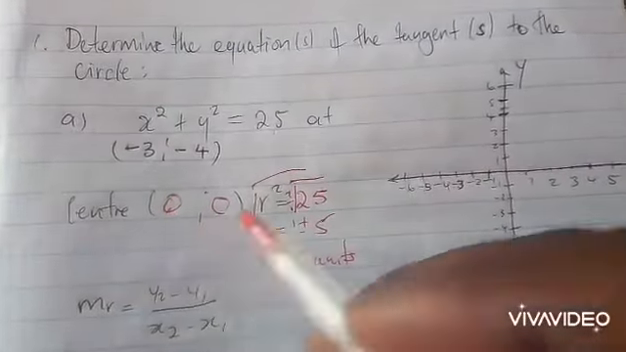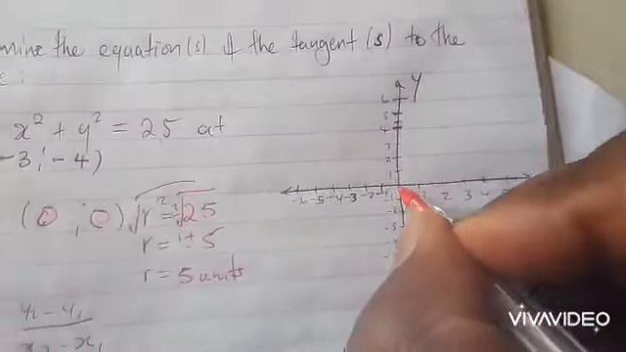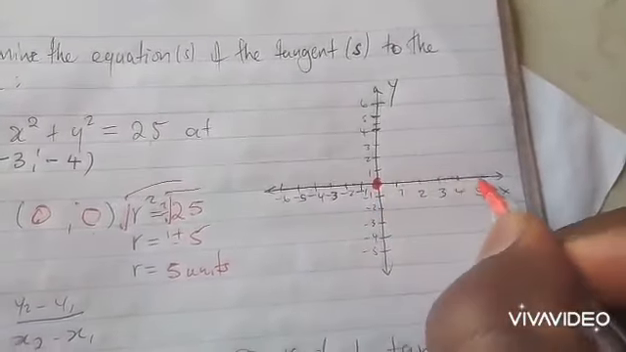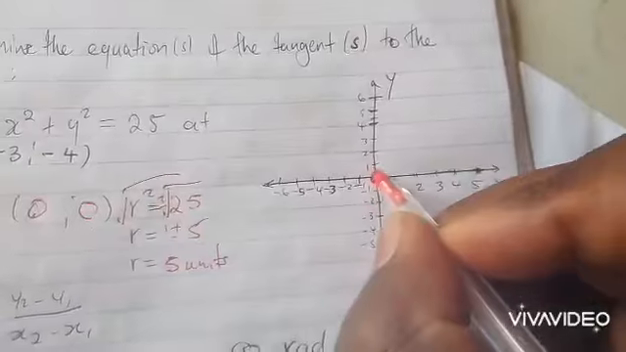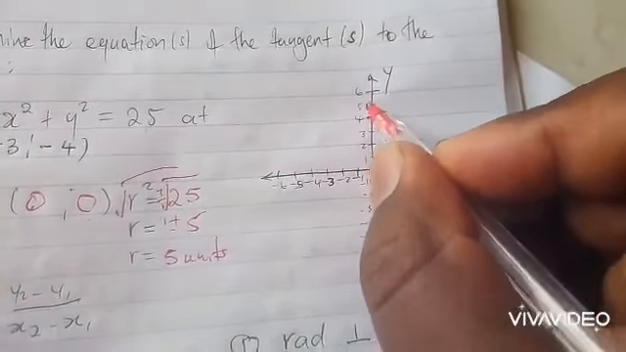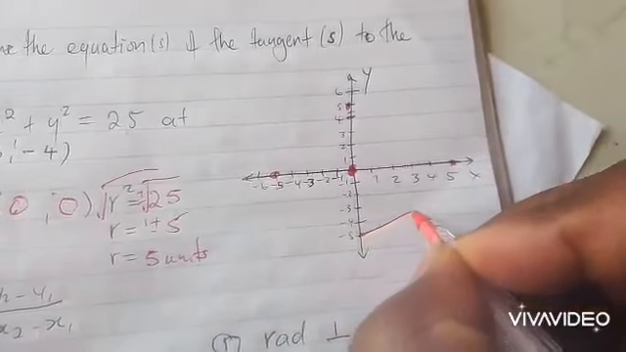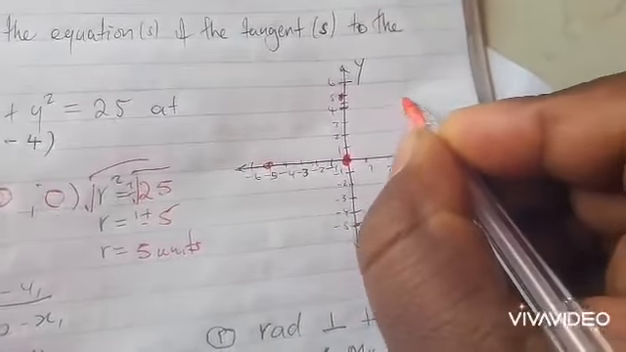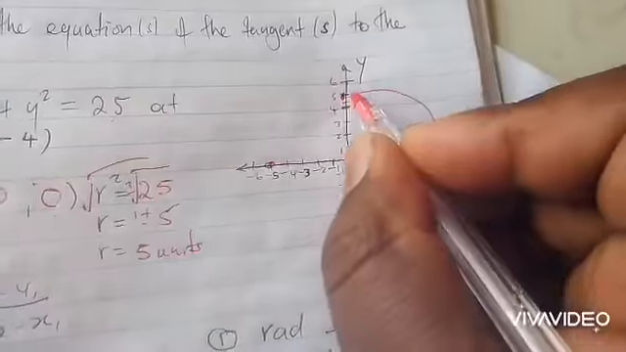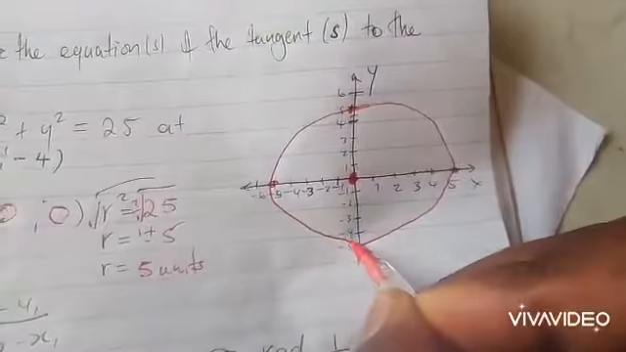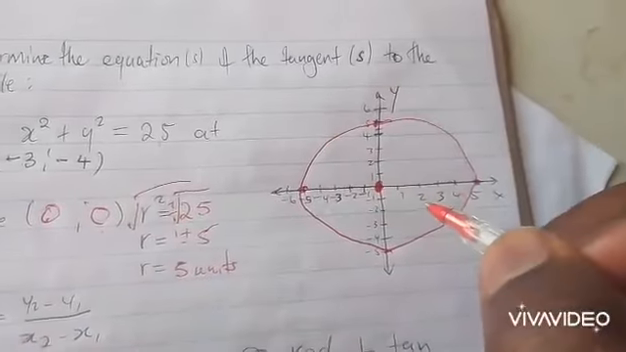So which means my radius is 5 units. The center is at the origin. So if my radius is 5 units, it means 5 units going to the right, 5 units going up, 5 units going to the left, 5 units going down. So we have a circle that looks something like this. Excuse the scale, it won't be straight, but you get the picture.